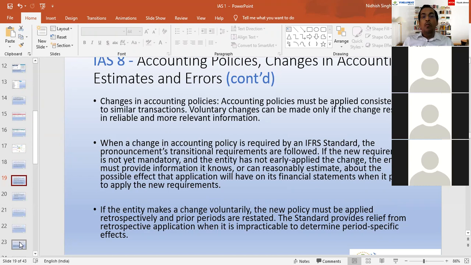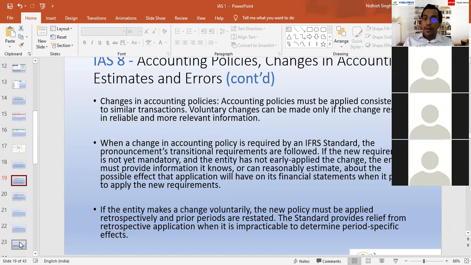And in case there is any voluntary change, meaning the company decides that there should be a change in the accounting policy, like how we treat depreciation, or how we do capitalization. So if we invest in certain scientific research, and the company may decide to change the accounting policy on how we capitalize those expenses. In that case, it is called a voluntary change. And when it is done voluntarily, the company has to retrospectively implement that change.